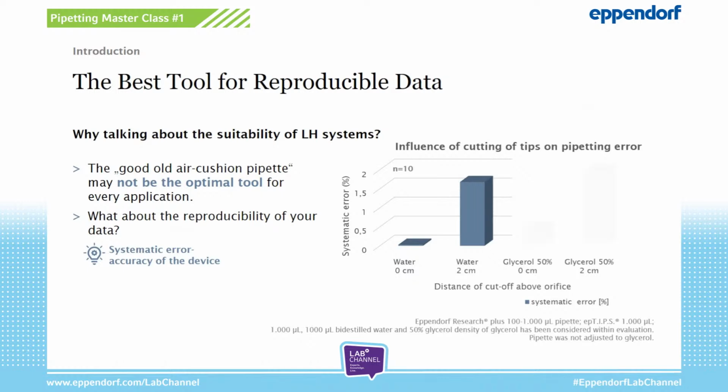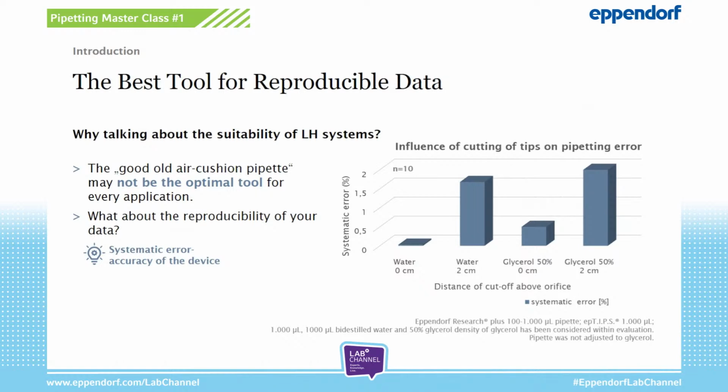But let's look at our problematic liquids, the glycerol. And here we have the pipetting results. And again, compared to the intact pipette tip, we have a huge increase in the systematic error when glycerol is pipetted with the cut pipette tip.